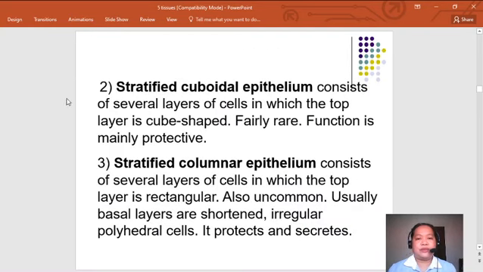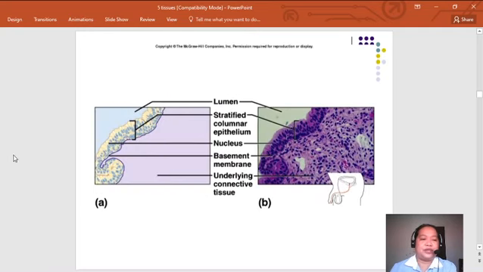Stratified cuboidal epithelium also consists of several layers of cells in which the top layer is cube shaped. Fairly rare, but its function is also protection. While stratified columnar epithelium consists of several layers of cells whose top layer is rectangular, also uncommon, and usually the basal layers are shortened irregular polyhedral cells, and it functions for protection and secretion.